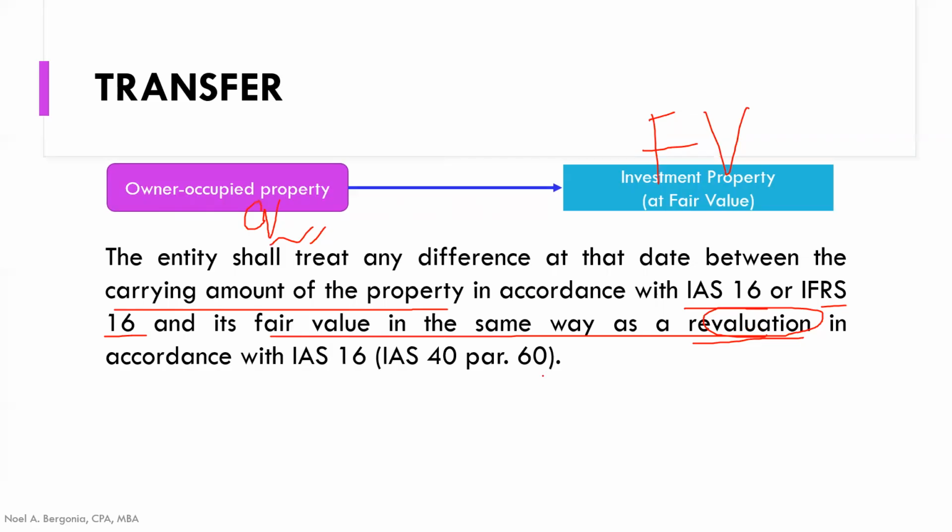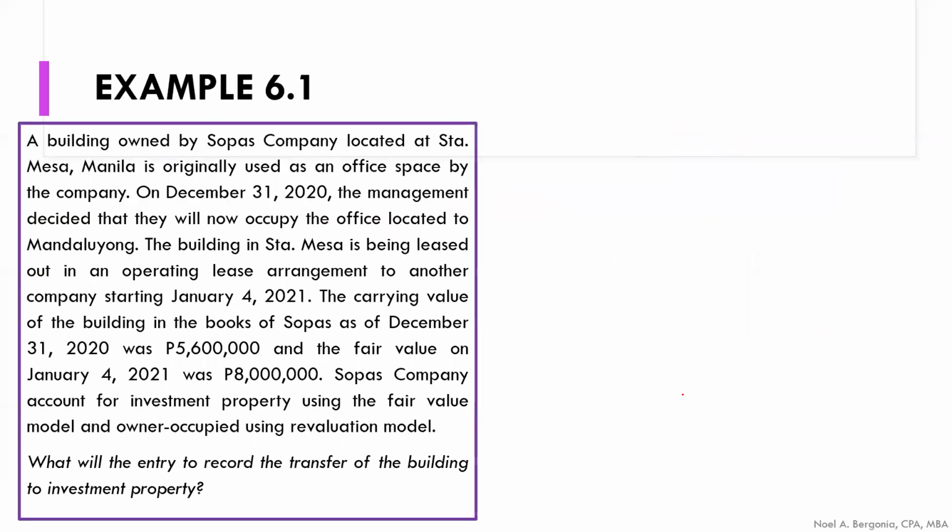Okay, yeah. Pero mas madali na lang po ito. Okay, so how will we do it? So let me show you on our first example. So we have actually the same example. Dalawa po yan, 6.1 and 6.2. Ang pinagkaiba lang is yung fair value. So let me show you first example 6.1. So you are asked to record the transfer of the building, which is an owner-occupied, to investment property.